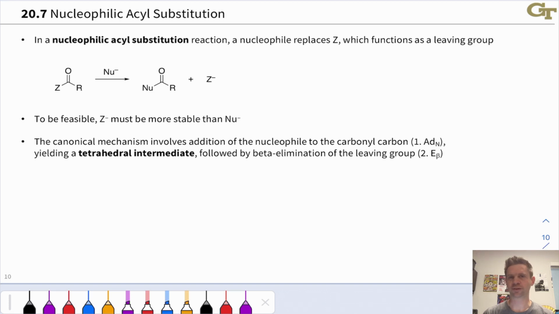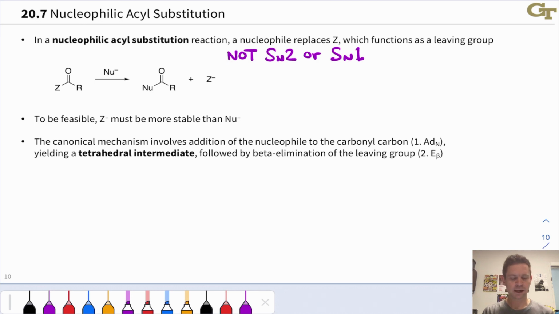The signature reaction type of carboxylic acid derivatives is called nucleophilic acyl substitution. It's a nucleophilic substitution reaction, meaning one nucleophile substitutes for another, or a nucleophile displaces a leaving group, and it's called acyl substitution because the substitution occurs at an electrophilic acyl carbon. A carbonyl carbon is the electrophilic carbon. Although this is a nucleophilic substitution process, the mechanism is not SN2 or SN1.